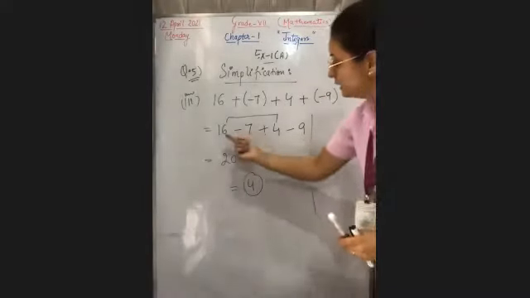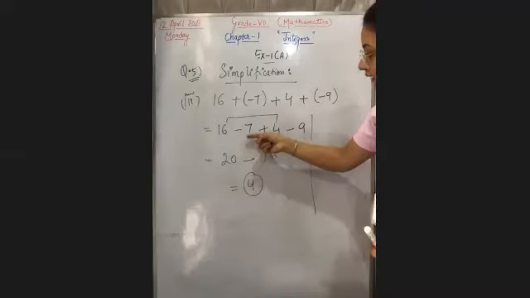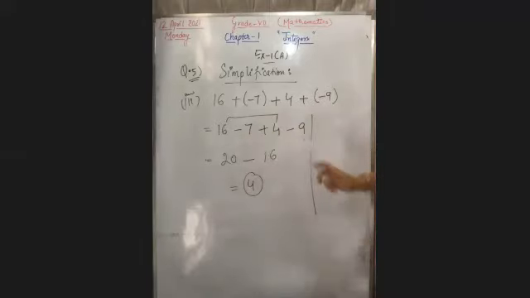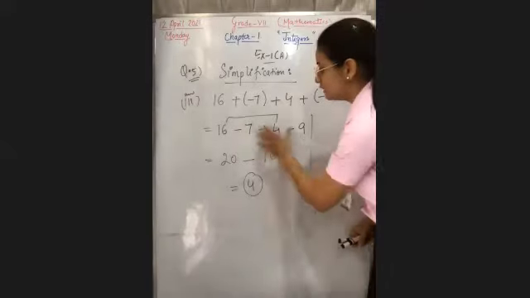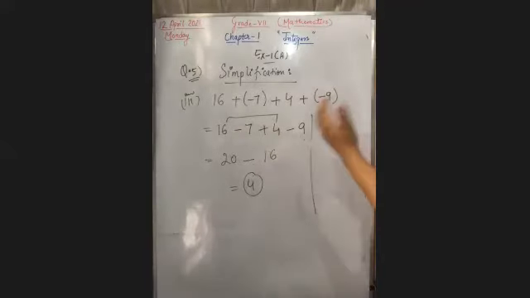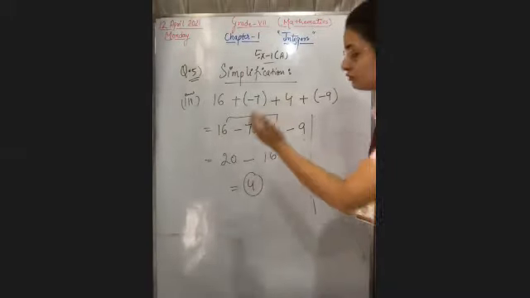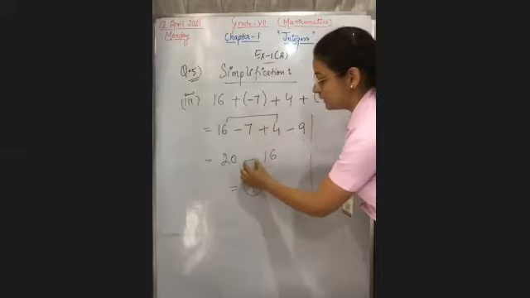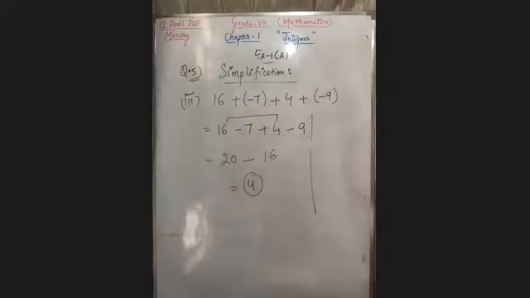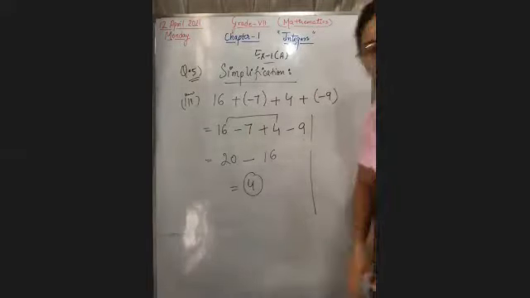They are adding these two positive values and then adding these two negative values. The answer will be absolutely the same. You can add or subtract in any order, and the answer will be the same. But please write down the correct sign. While doing addition and subtraction, please mention the correct sign. Otherwise, your answer will be wrong.